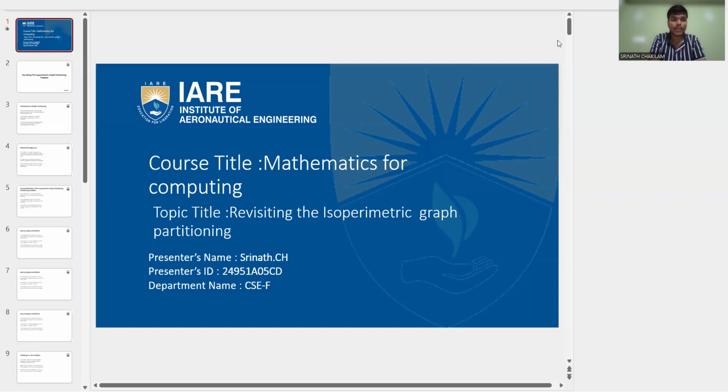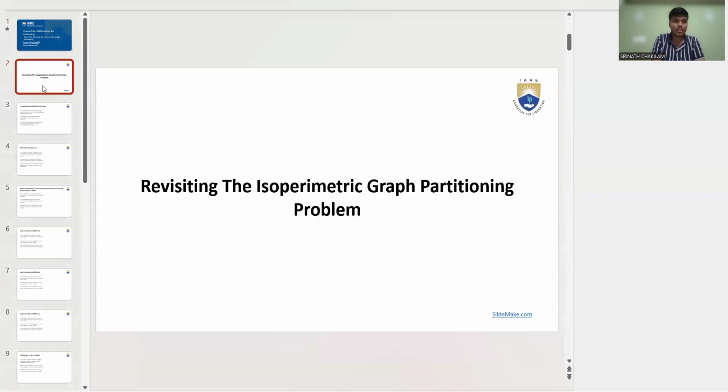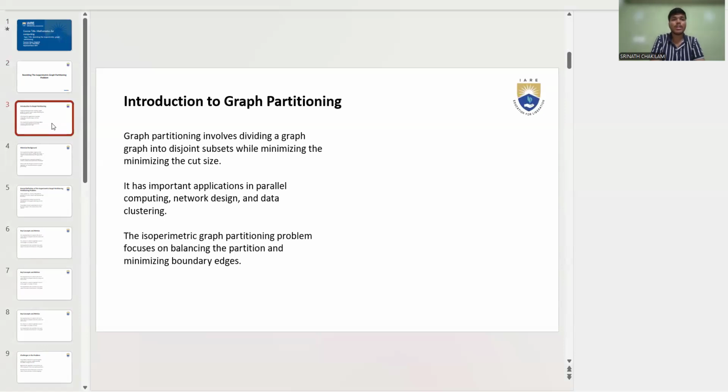Today's topic is revisiting the isoperimetric graph partitioning problem. And next is the introduction to graph partitioning.